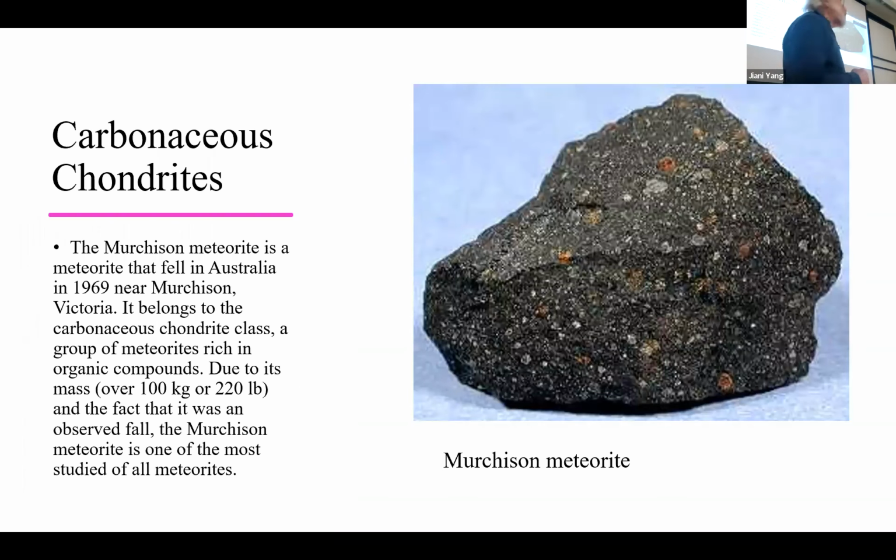Now, the carbonaceous chondrites. This is the Murchison meteorite. It was a big meteorite that came in and then broke up into fragments. This is one of the biggest fragments, and it fell into Murchison. It belongs to the carbonaceous chondrite class, a group of meteorites rich in organic compounds, due to its mass of over 220 pounds, 100 kilograms, and the fact that it was an observed fall, the Murchison meteorite is one of the most studied of all.